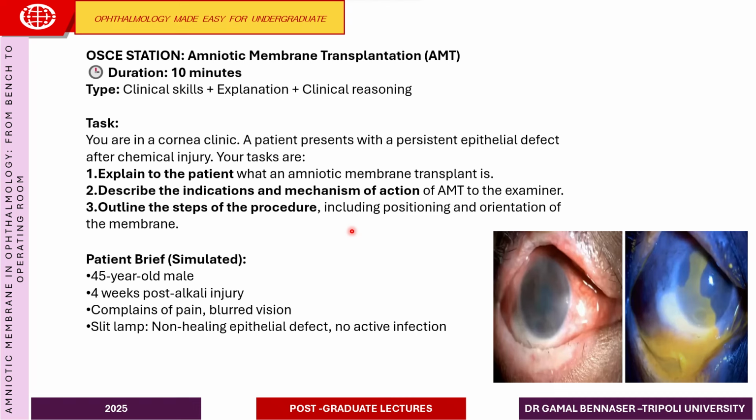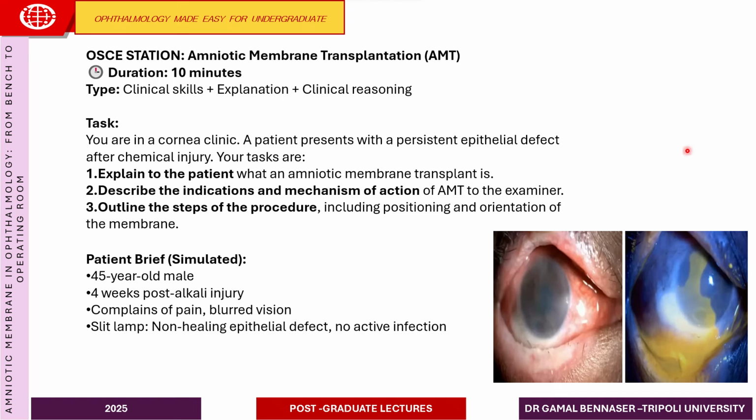And also he might simulate for you a case scenario. For example, a 45 years old male with 4 weeks history of alkali injury, complaining of pain and blurring of vision. He tells you on slit lamp, no healing epithelial defect, no active infection, and he will ask you about the management, as far as the acute management as well as the chronic management.